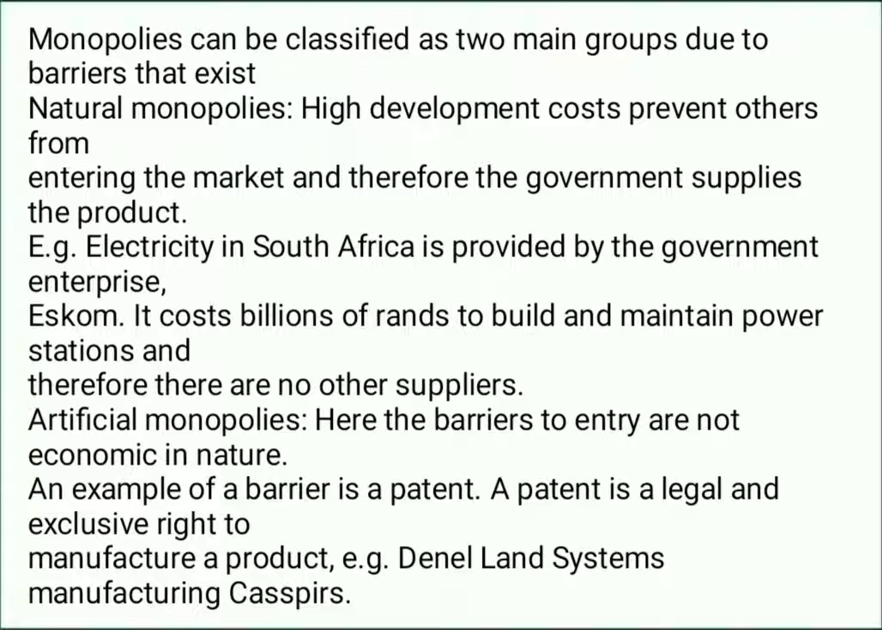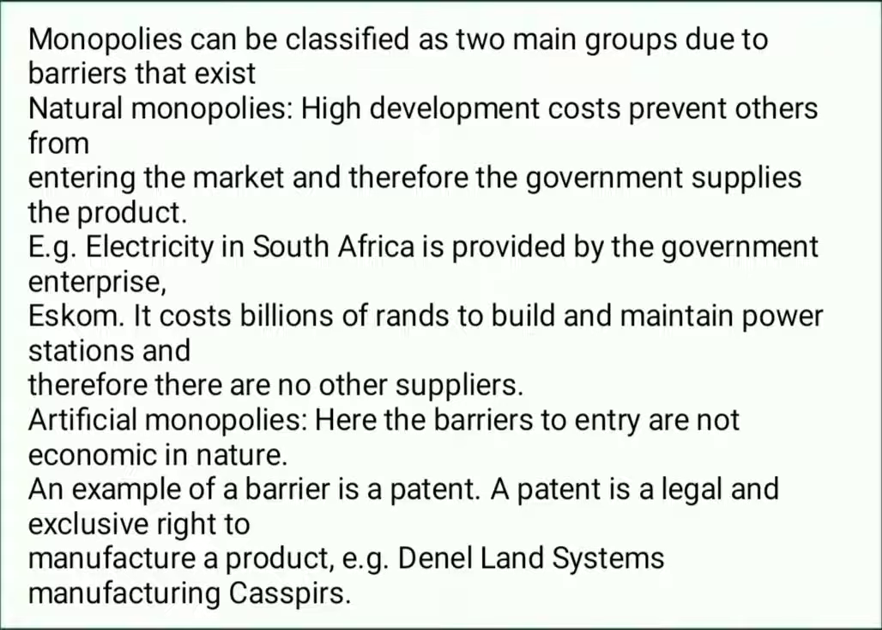Artificial monopolies are straightforward. Here, the barriers to entry are not economic in nature. An example of such a barrier is a patent. A patent is a legal exclusive right to manufacture a product, like a company being the only one allowed to manufacture a certain product. So there's a patent there.